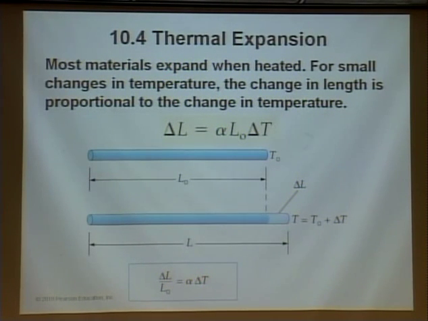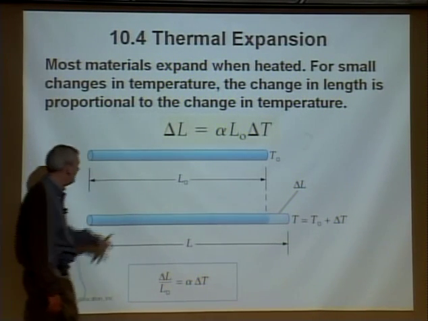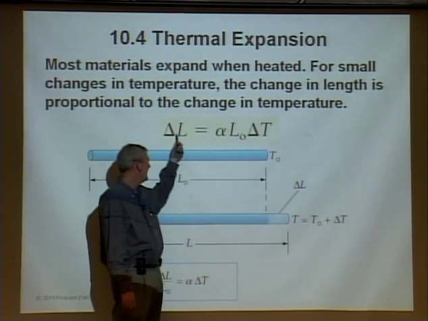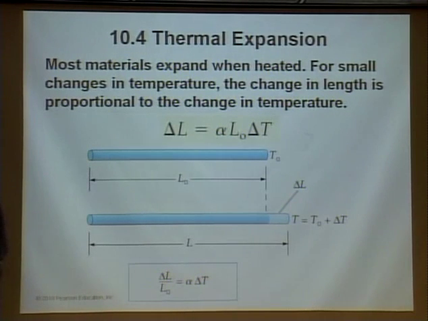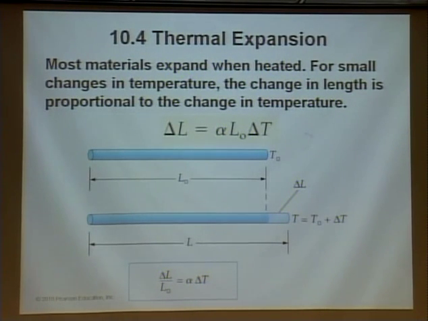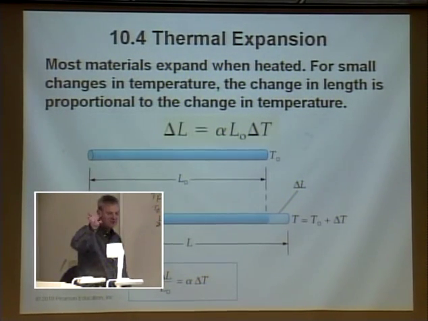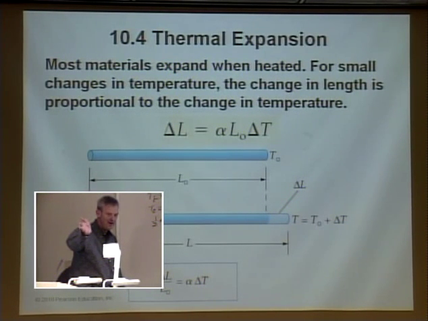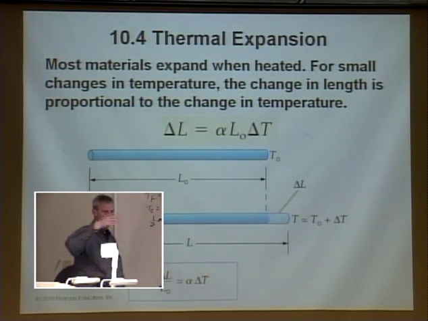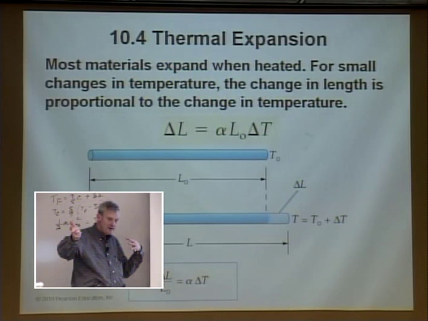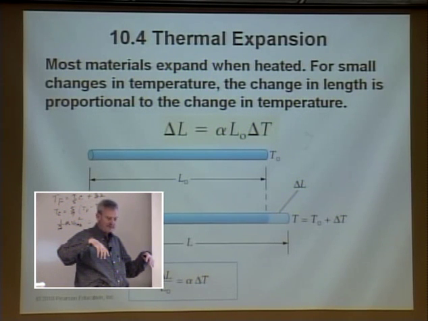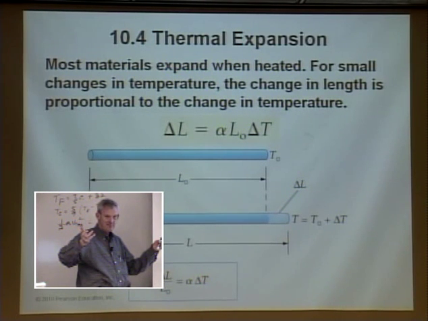And it's pretty straightforward. That's pretty much all there is to it. Delta L, the change in the length, is equal to the coefficient times the original length times its change in temperature. And for the most part, for the change in temperature, you can use Celsius or Kelvin. It doesn't make any difference, because the change between 40 degrees and 20 degrees is 20, and on the Kelvin scale it'd be the same change.